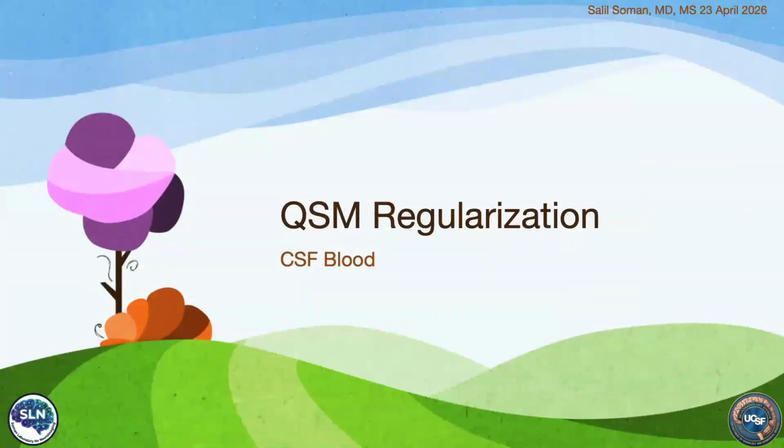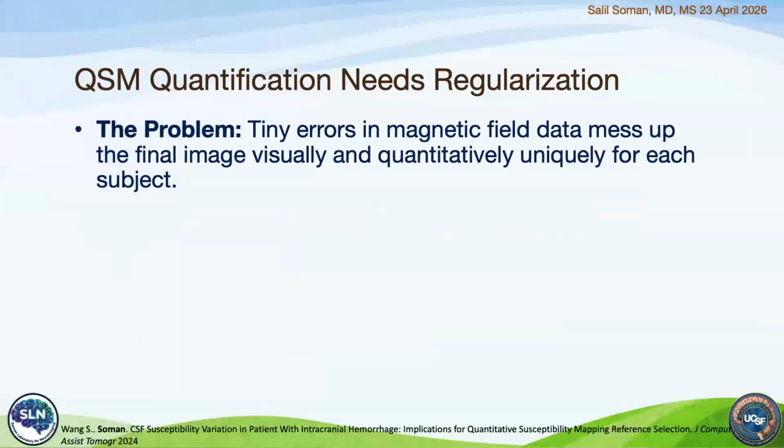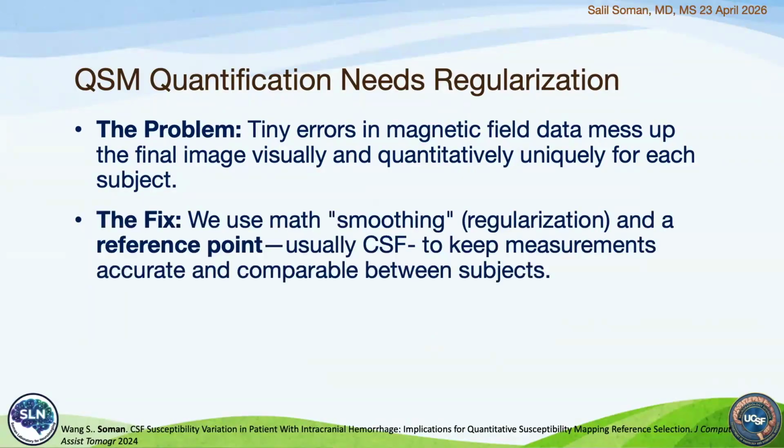So this is a more researchy topic, but again, for this audience, I think it's relevant. For anything quantitative, you've got to deal with noise, right? And so basically, you get tiny errors. I'm telling you this example of QSM, but really this is going to be the case for anything quantitative in imaging: there's going to be tiny errors here in the magnetic field that mess up the final image, either visually or quantitatively. And so you want to try and see if you can regularize to clean those up, right? So the fix is that we can use some form of math to try and clean it up.